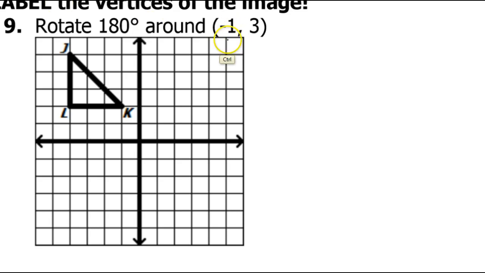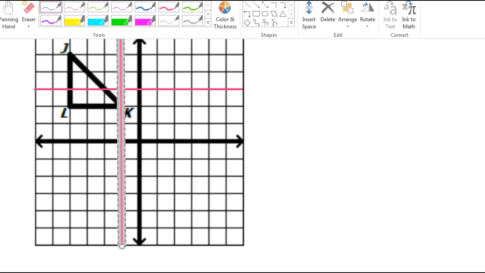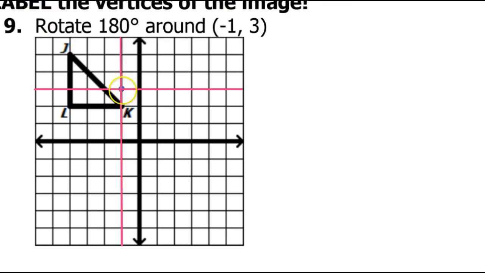So here's the point -1, 3. So -1, 3 is right here. Alright, let's pretend this is the origin. So I'm going to draw a fake coordinate system on here. Okay, and then for the rest of this problem, I'm just going to pretend this is the origin so that I can do the rules.